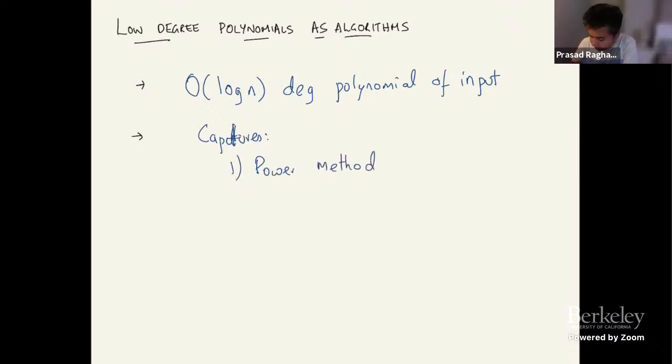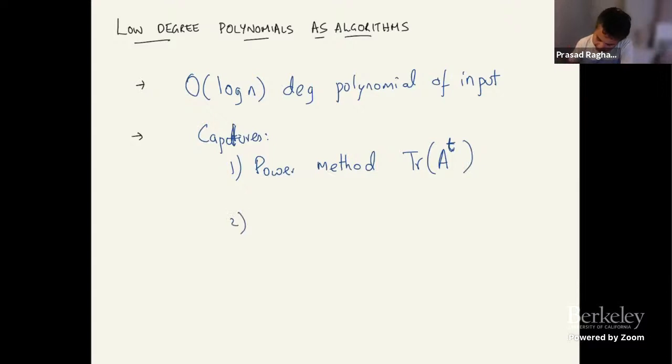Because typically what does the power method do? You have a matrix A and you raise it to the power log n, or A to the power t, where t is log n. And you look at the trace of A to the t, let's say. This gives you a good estimate of the largest eigenvalue of the matrix. So the power method, which is at the heart of spectral algorithms, is a log n degree polynomial.